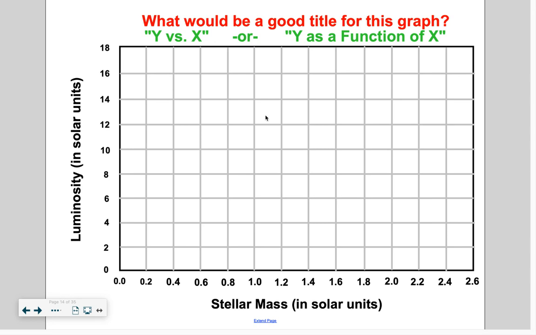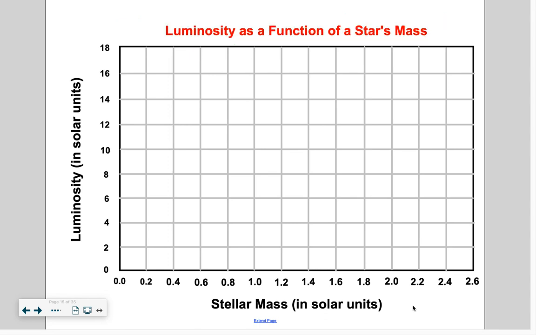You just insert for your y the language for your dependent variable, your y-axis. So what is the label for your y-axis here? Well, it's luminosity. And what is the label for your x-axis here? It's stellar mass. So that would mean, watch this, a good title would be Luminosity as a function of a star's mass. See how easy that is? Piece of cake, right? All right, we'll practice more of that as we move on into other graphing exercises throughout the year.